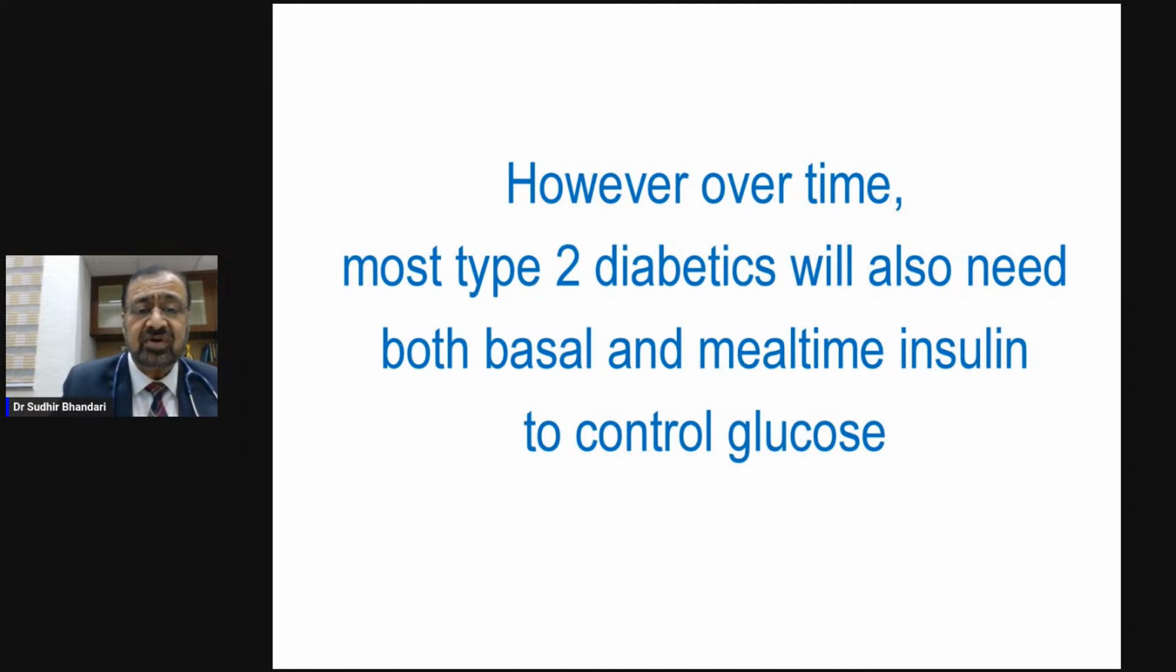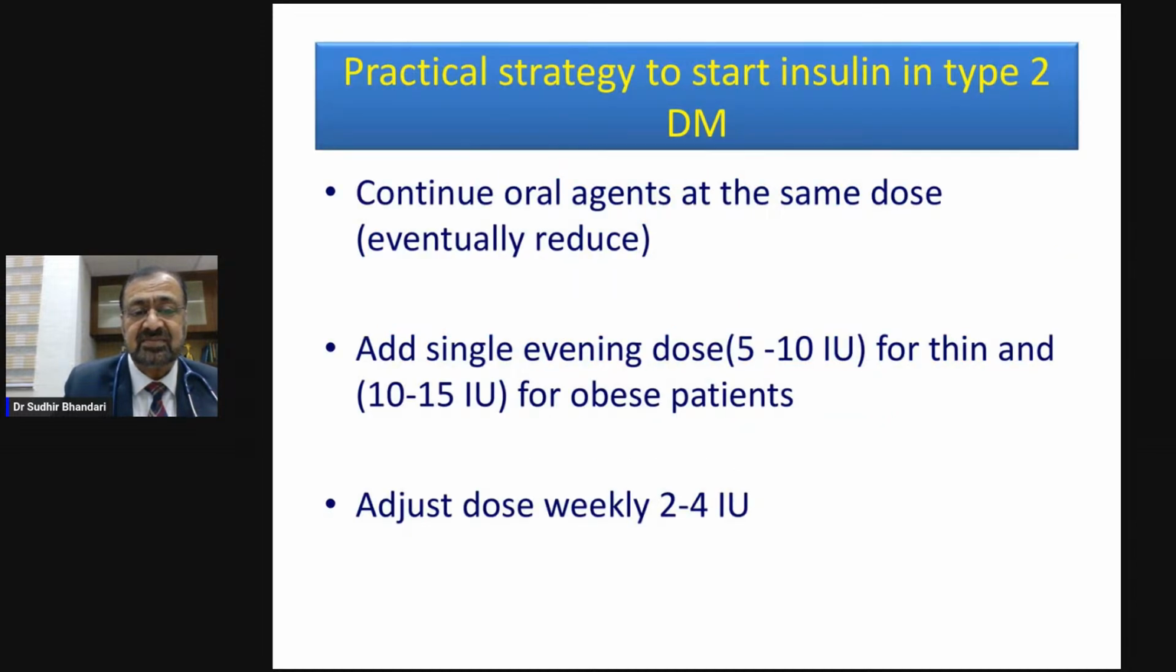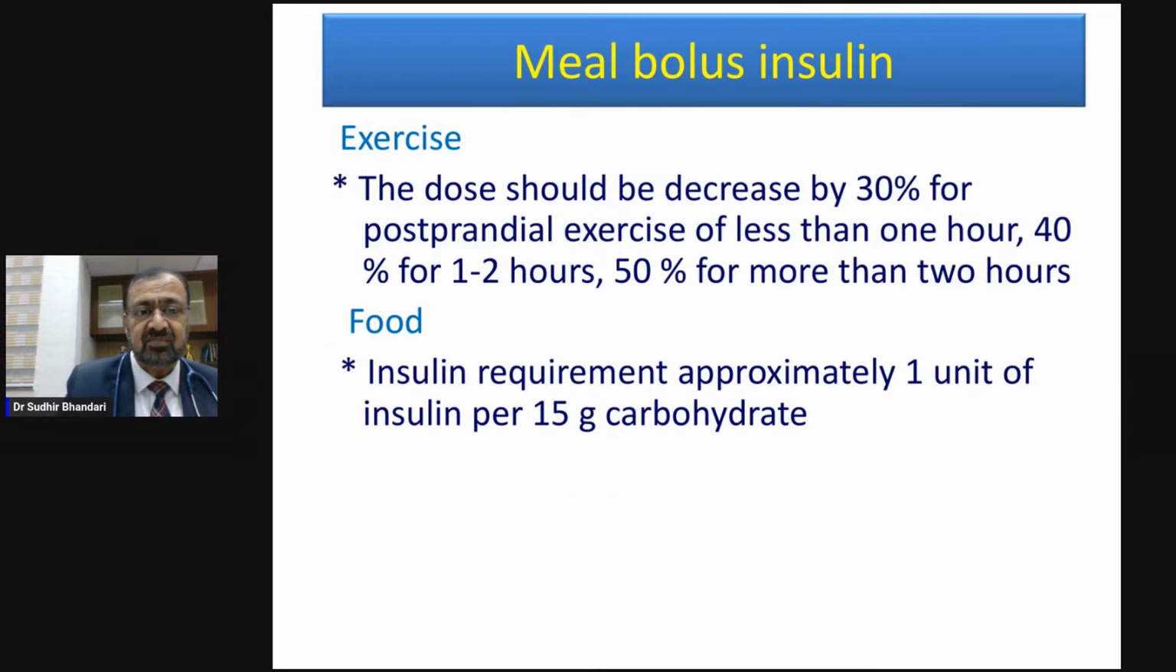However, over time, most type 2 diabetic patients will also need basal and mealtime insulin to control hyperglycemia, which is very important. And as I already talked about, the practical strategy in a type 2 diabetic patient is to continue the oral agents and add a long acting insulin in the dose of 5 to 10 units, which may gradually build up to 10 to 15 units over 4 to 6 weeks, and hence we can have perfect glycemic control.